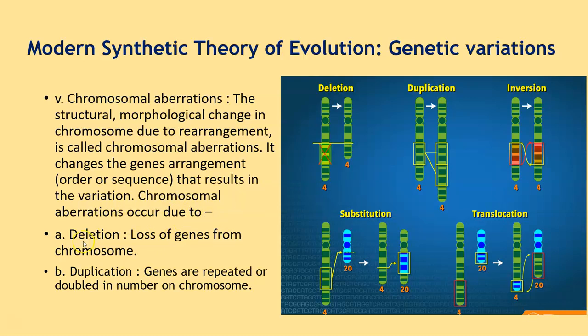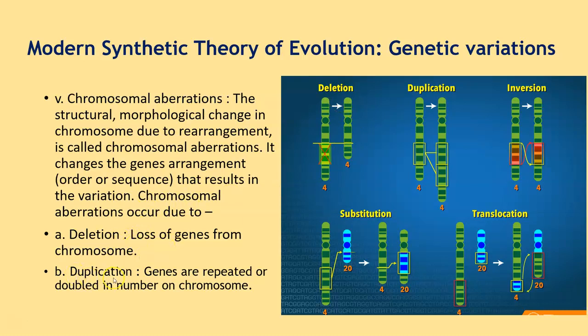The first one is deletion. Deletion is loss of genes from a chromosome. Have a look at this picture here. In this chromosome, you will see a small segment is marked and cancelled out. So this region is suddenly deleted or eliminated from the chromosome. Can you see the size of the chromosome is reduced? So this process is called deletion.